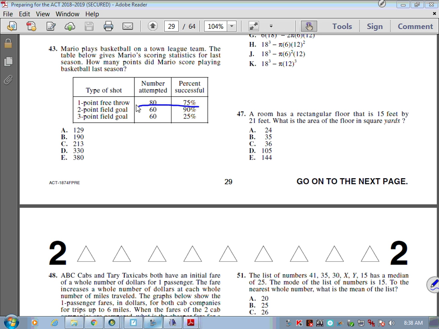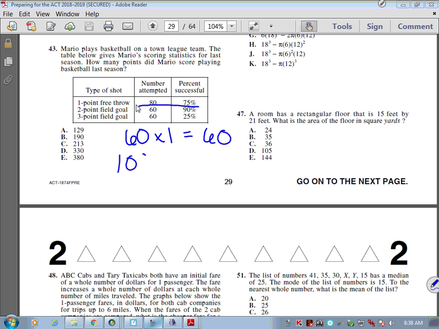If I shoot 80 free throws but only make 75%, I'm going to take 80 times 0.75. That's 60. But how many points is a free throw worth? So 60 times 1 equals 60. I'm going to do the same thing here. I'm going to take 60 times 0.9. What's 60 times 0.9?